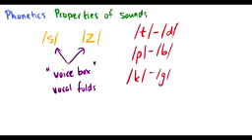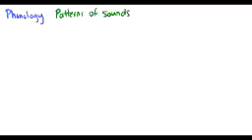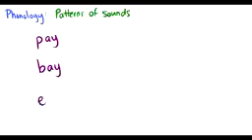Then, in our last topic, we'll move on to phonology, and these are patterns of sounds. So I'm going to write out 3 words here. The words are pay, bay, and eBay. Now, if I ask you, let's take a look at the B's, the P's, and okay, here's a question.